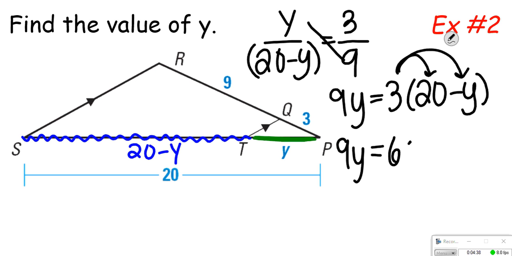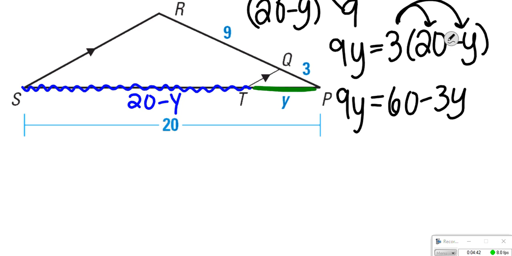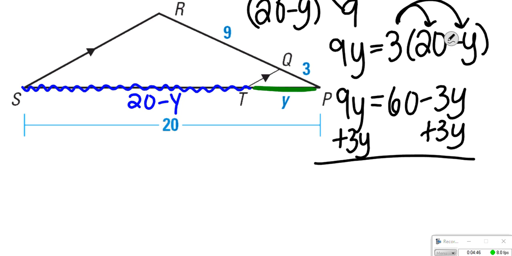9y equals 60 minus 3y. I'm going to move all my variable terms to one side, so I'm going to add 3y to both sides, and we get 12y equals 60. Divide both sides by 12, and we get y equals 5.